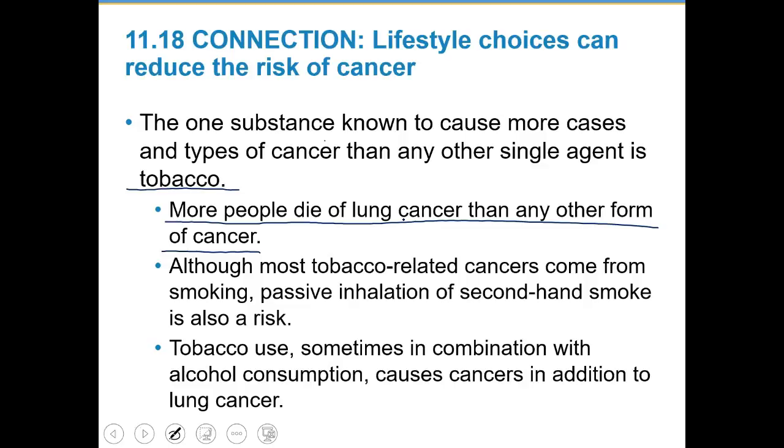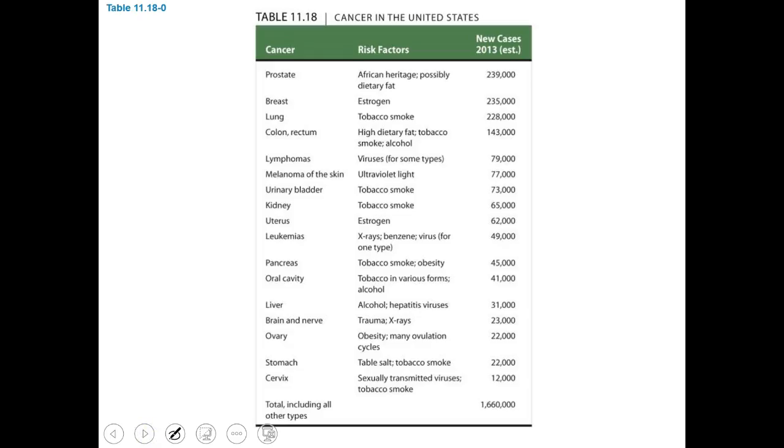Okay? So most tobacco-related cancers come from smoking. Passive inhalation from secondhand smoke also puts people at risk. So smokers can affect themselves and others, which is a bummer. Tobacco use, sometimes in combination with alcohol consumption, causes cancers in addition to lung cancer. It's just not a good thing. So I have to put it out there. Don't smoke. Okay? Don't do it.